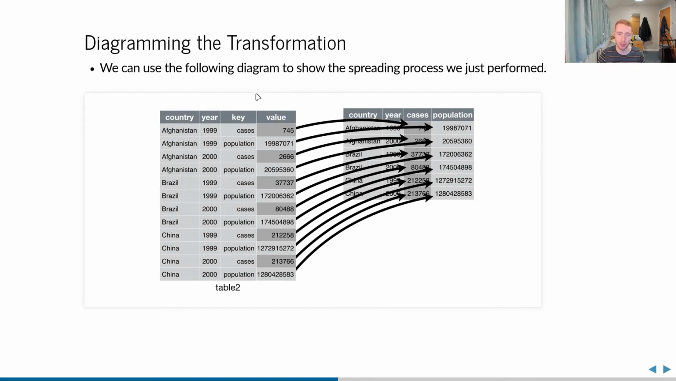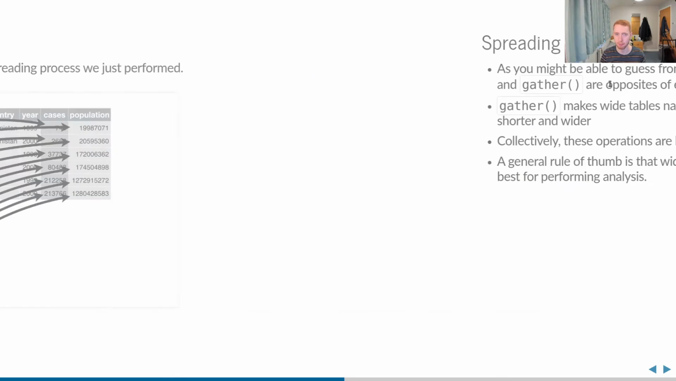So visually, something like this. We're kind of taking all these different observations, or sorry, all these rows for the same observation, and spreading them out into multiple columns. You can imagine if we have cases, population, GDP, education, various things, that would all be spread out into these multiple columns here. That's where the name comes from.